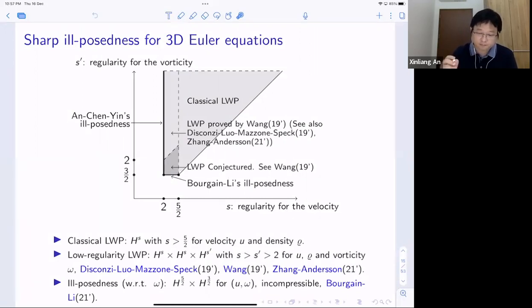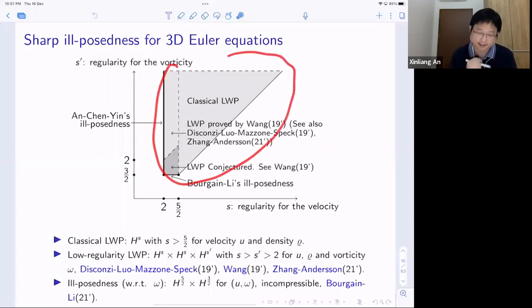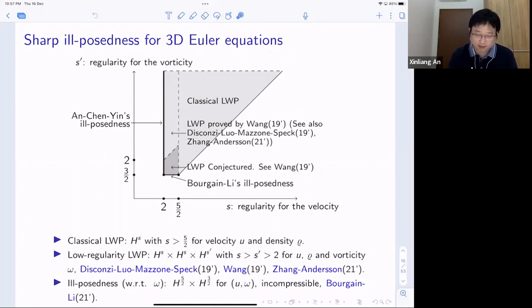The next picture will be something interesting, which compares with previous work. What do we get? This is the picture I stated here. For the 3D compressible Euler equation, the classical result states that if for the velocity and also for the density rho, s is larger than 5/2, then we will have local well-posedness. Because we can think of the vorticity as a derivative of the velocity, the classical local well-posedness will be covered in this region. This is s, the regularity of velocity, and this is the regularity of the vorticity. So this region was covered by the classical result. We know there is local well-posedness.